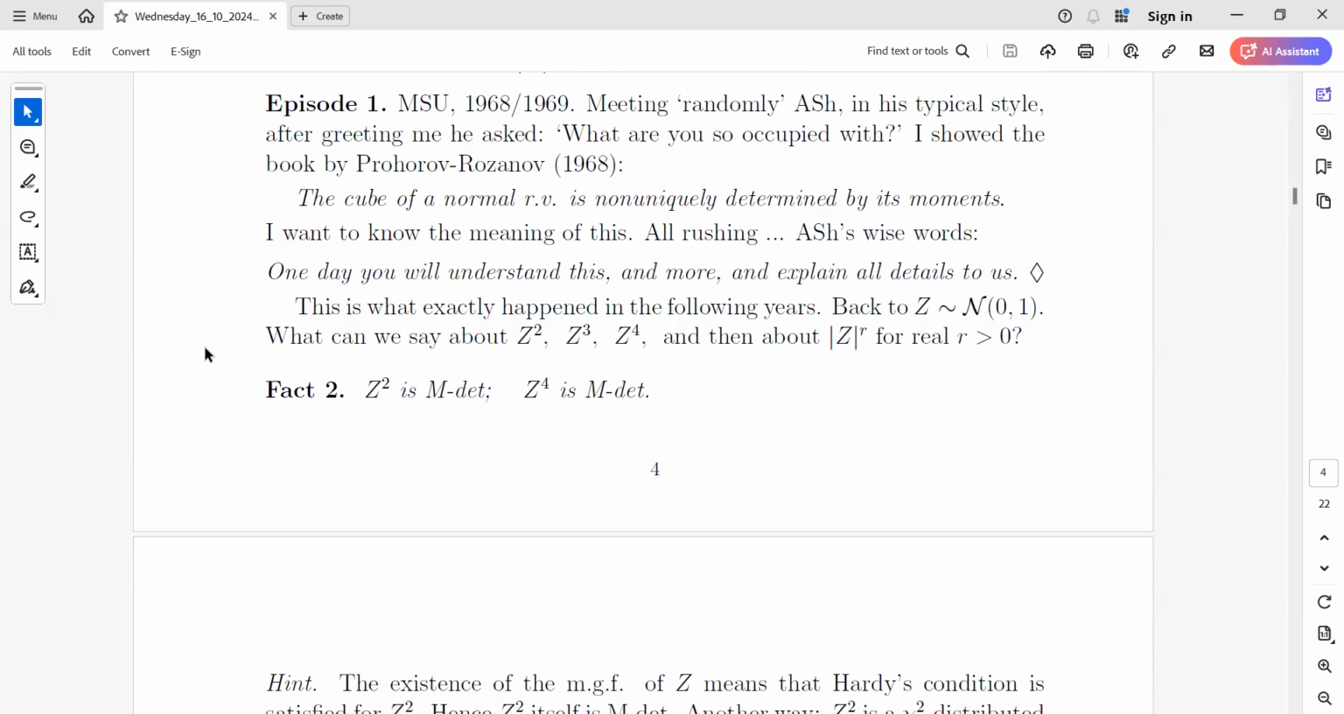This happened when I was a student at Moscow University, and I once met Albert Shiryaev randomly. It was in the Moscow State University. And he asked me promptly, because he saw me maybe a little bit disturbed, what are you so occupied with? And I told him that, look, I'm reading the book by Prokhorov and Rozanov, Theory of Probability, in Russian. And I stopped at the following statement: the cube of a normal random variable is non-uniquely determined by its moments.